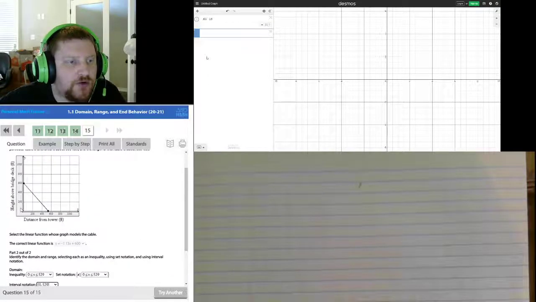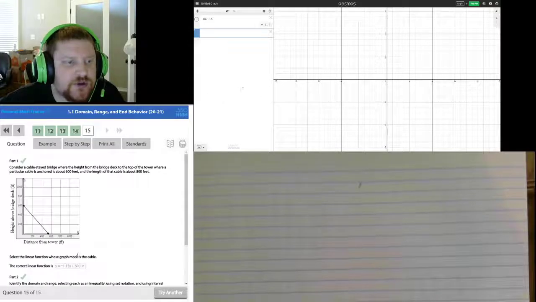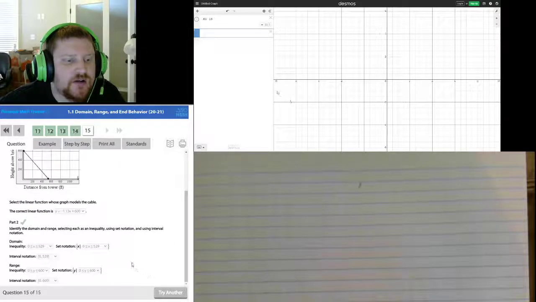Range, looks like we're going from 0 to 600. 0 to 600, again, closed dots, equal to. Set notation, pull in the value. And interval notation, again, closed dots, closed brackets. Check that one, all done.